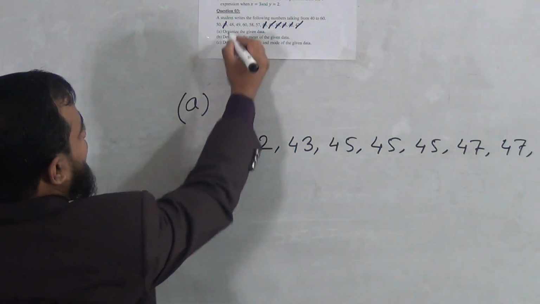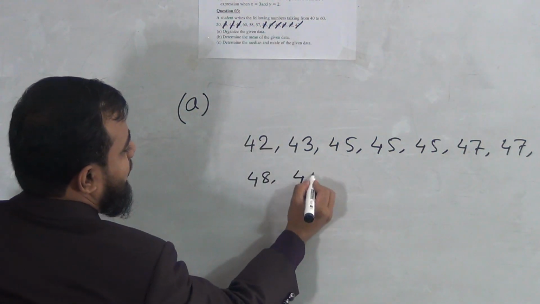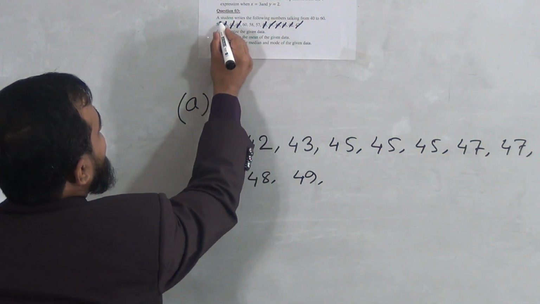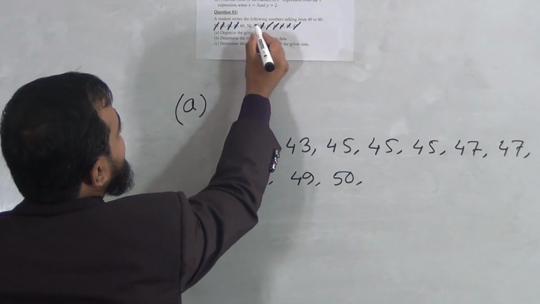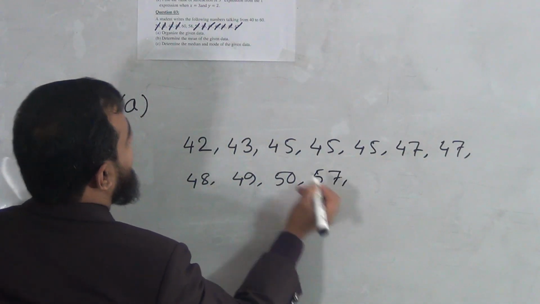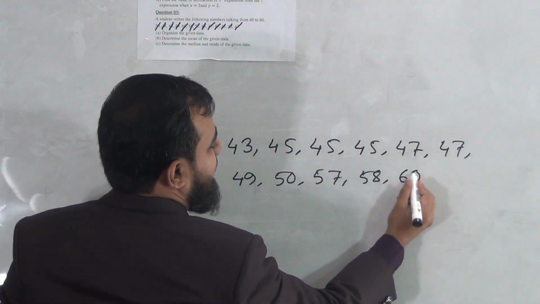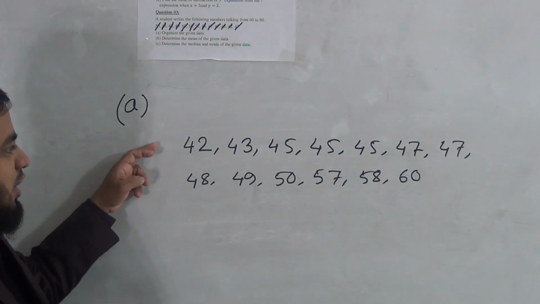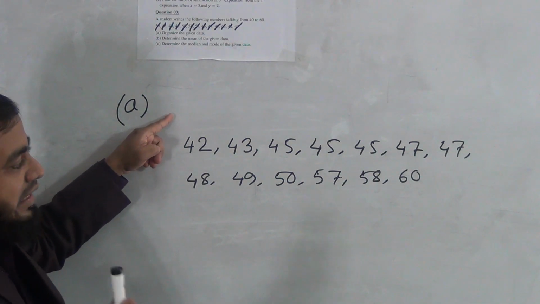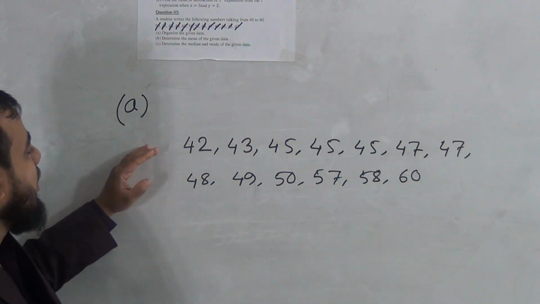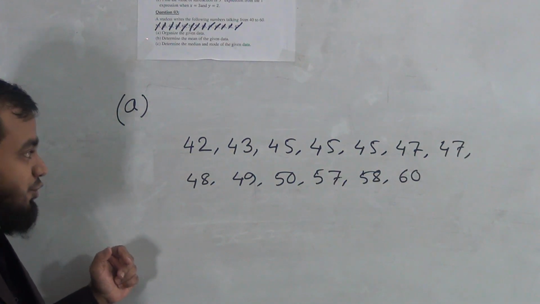After that we have 48, then 49, then 50. After that we have 57, then 58, then 60. That means we have arranged this data from smaller to greater. You can write down, when we organize the data from smaller to greater, we will get this. Or you can write down, when we organize the data in ascending order, we will get this. Both are correct, but you have to write the words by yourself.